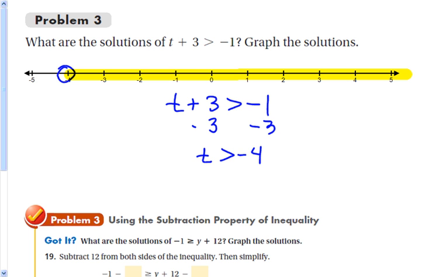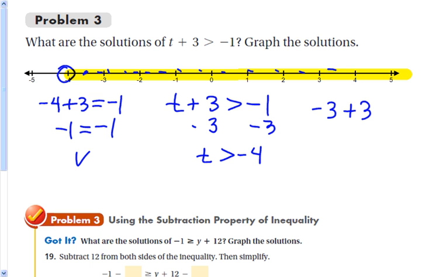I want to check the boundary point to see if that is a solution to the related equation. So I want to make sure negative 4 plus 3 is equal to negative 1, and it is. That checks. And also I want to check one of these solutions that I highlighted here, like any number along here somewhere. So I'm going to check negative 3, make sure that's a solution to the inequality. So I'm going to substitute negative 3 for t and do negative 3 plus 3, make sure that's greater than negative 1. Negative 3 plus 3 is 0, and 0 is greater than negative 1, so that checks. So it looks like I probably have the right solution.